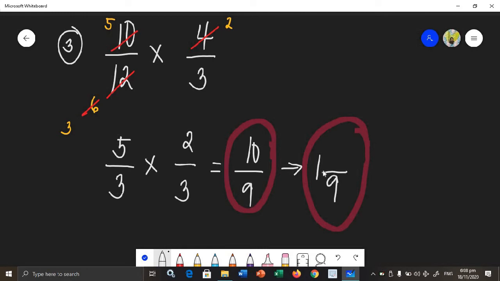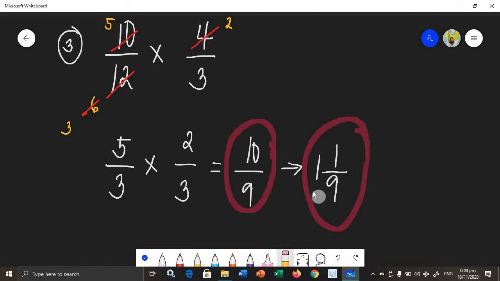Ilan pa yung kulang para maging 10? Ito. Di ba? Isa. Yun yung remainder. So, if you want to check if your answers are correct, 9 times 1 plus 1. Dapat 10 yung sagot doon. Okay, 9 times 1 is 9 plus 1, 10/9, therefore your answers are correct.